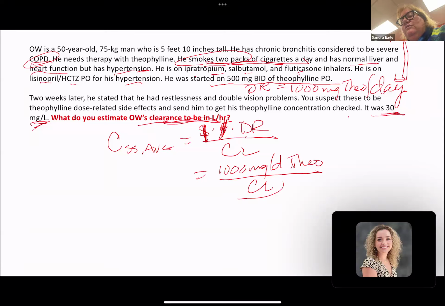We don't know the clearance, and that's what we're trying to figure out. But we know when he was getting 1,000 milligrams per day that he had a resulting concentration, and it was 2 weeks later. So I think we can be pretty confident that he's at steady state, and he has a Css average at steady state of 30 milligrams per liter. So we can solve for clearance because there's only one unknown here, and that's clearance. Now, we're probably going to want to change this to hours, but we can do that at the end of the problem, because I have it in liters per hour, not in liters per day. So we just have to plug and chug this, right?